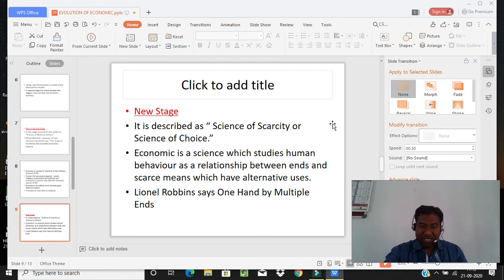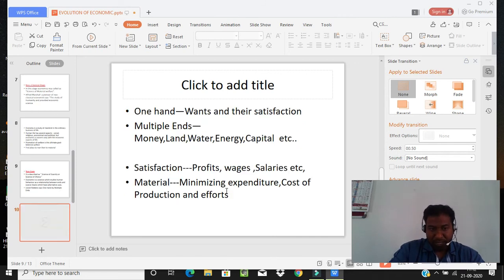Economics is a science which studies human behavior as a relationship between ends and scarce means which have alternate uses. According to Robbins, one hand, multiple ends. How? You will see here. One hand means the wants and satisfaction of the customer and the people. Satisfaction deals with profits: what profits the company will generate, and what wages or salaries the individual or employee will get after doing the work or business. But multiple ends: for what purpose are we doing it?